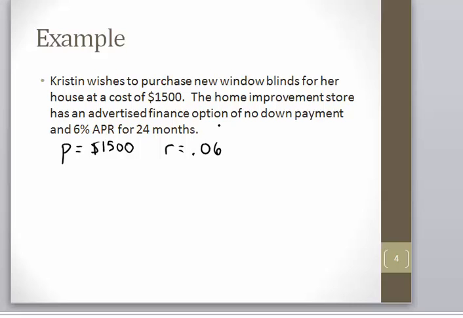N is the number of payments per year. And she is making monthly payments. And so we will have 12 months per year, so the N value will equal 12. The T is the time in years. And we see that the loan is going to be financed over 24 months, and so our time will be 2 years.